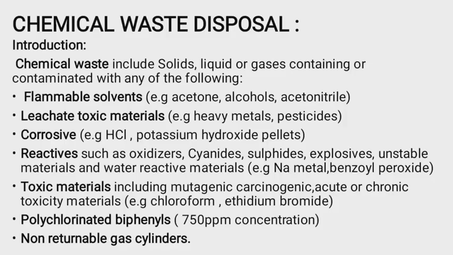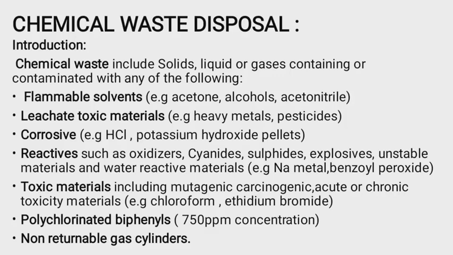Let's start. Chemical waste includes solids, liquids, or gases containing or contaminated with flammable solvents, leachate, toxic materials, corrosives, reactives, polychlorinated biphenyls, and non-returnable gas cylinders. Flammable solvents include acetone, alcohols, and acetonitrile. Leachate toxic materials include heavy metals and pesticides. Corrosives, for example HCl and potassium hydroxide pellets. Reactives such as oxidizers, cyanides, sulfides, explosive, unstable materials, and water reactive materials.